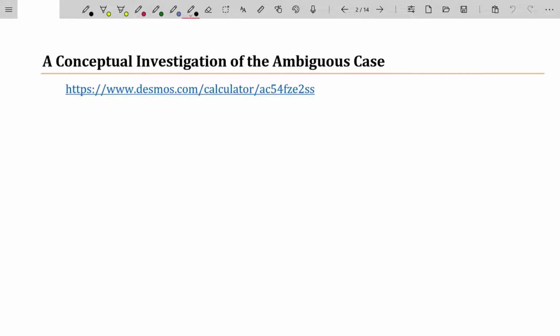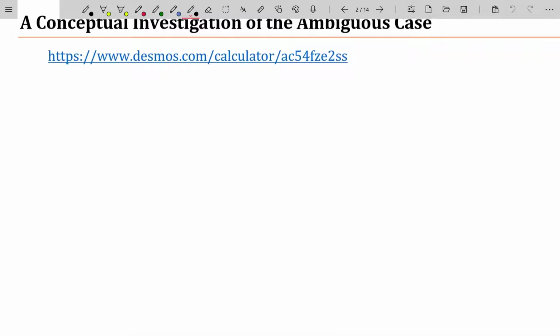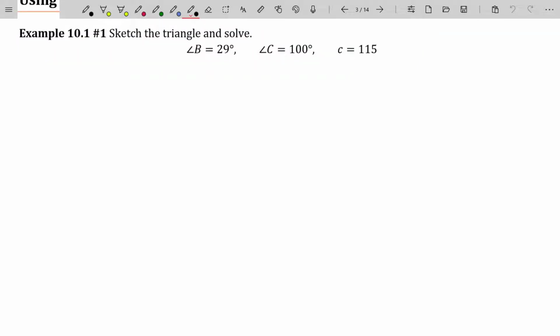Before we go into examples, I want to go into an investigation of the ambiguous case of the law of sines. And I have a link here, and before I go to the link, I just want to showcase what you would normally do when working with a law of sines problem. Now I'm sort of jumping into my next lecture very quickly just to showcase the mindset that I have when I do a law of sines problem.